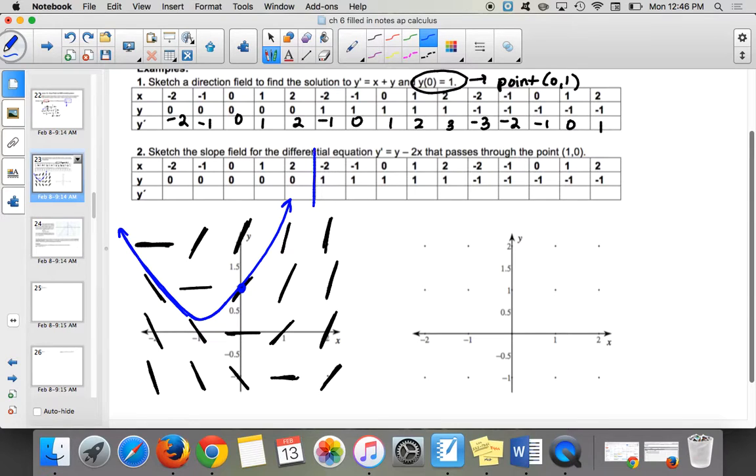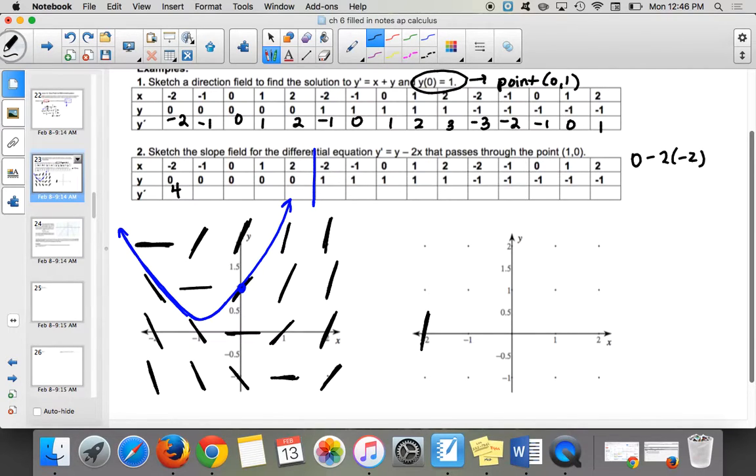So let's do the ones with a height of 0 first. Now I'm using the equation y prime is equal to y minus 2x. So I have 0 minus 2 times -2. So what is 0 minus 2 times -2? Close. Positive 4, right? So at -2, 0, I'm going to have a slope of positive 4.